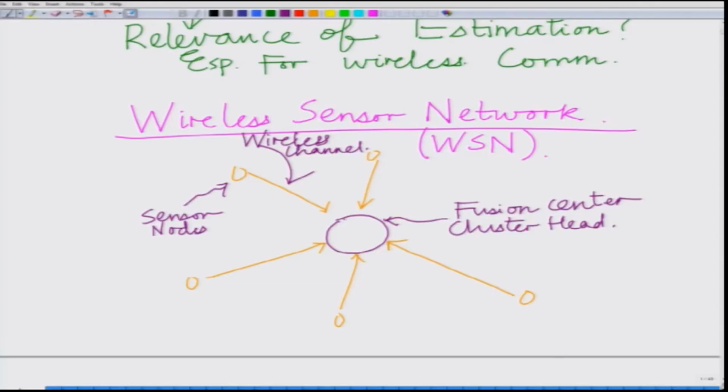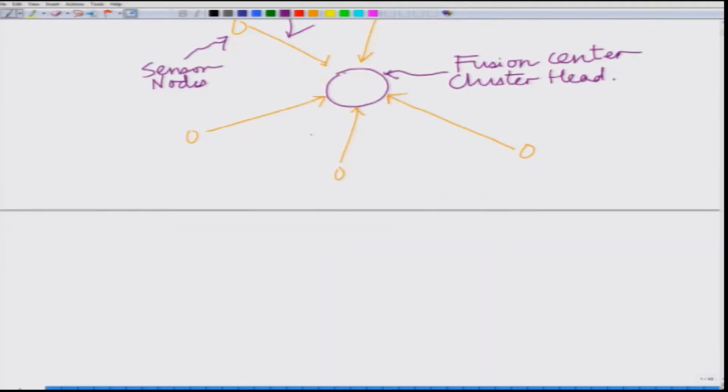They send their measurements to the fusion center over the wireless channel. That is the basic setup of a wireless sensor network, which collates a lot of these measurements from a large number of sensor nodes about some ambient parameters such as temperature, pressure or other such parameters, followed by some processing at the fusion center to come up with an appropriate decision. So, that is the basic paradigm of a wireless sensor network.